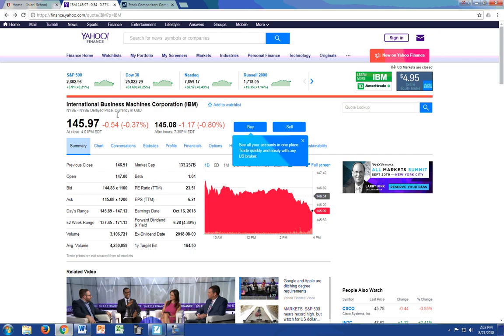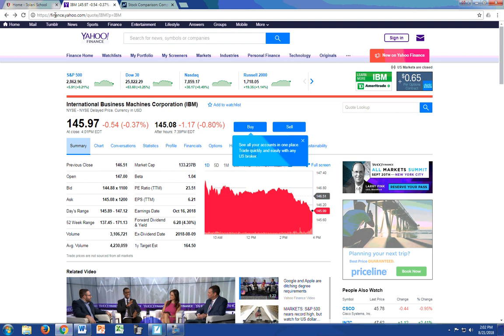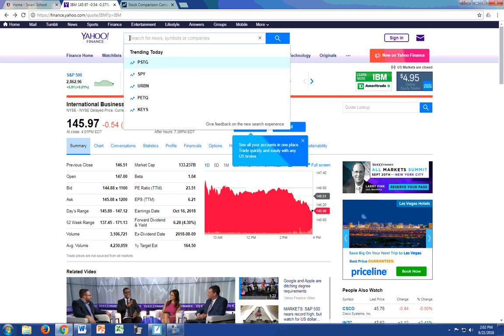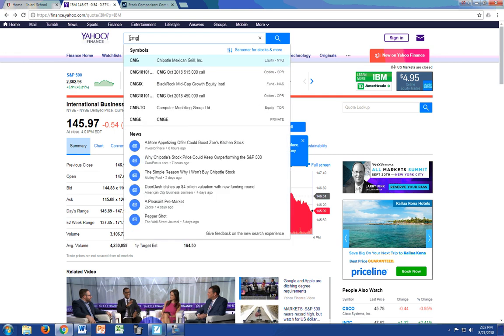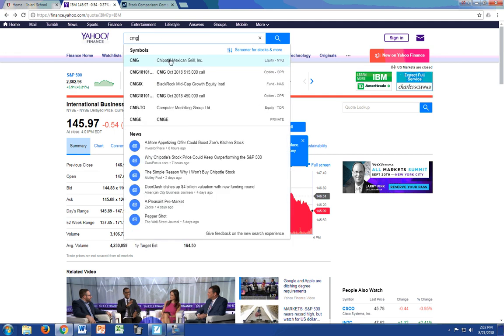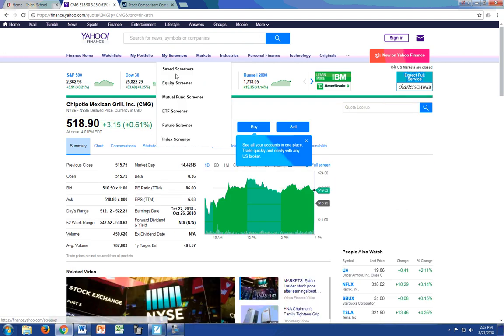Let's first go to finance.yahoo.com, and once you get to that main page, you're going to type in the ticker symbol for your company. So for example, let's say you are doing Chipotle Mexican Grill. Chipotle Mexican Grill is CMG. I just happen to know that. And if I click on that, I get this opening page.